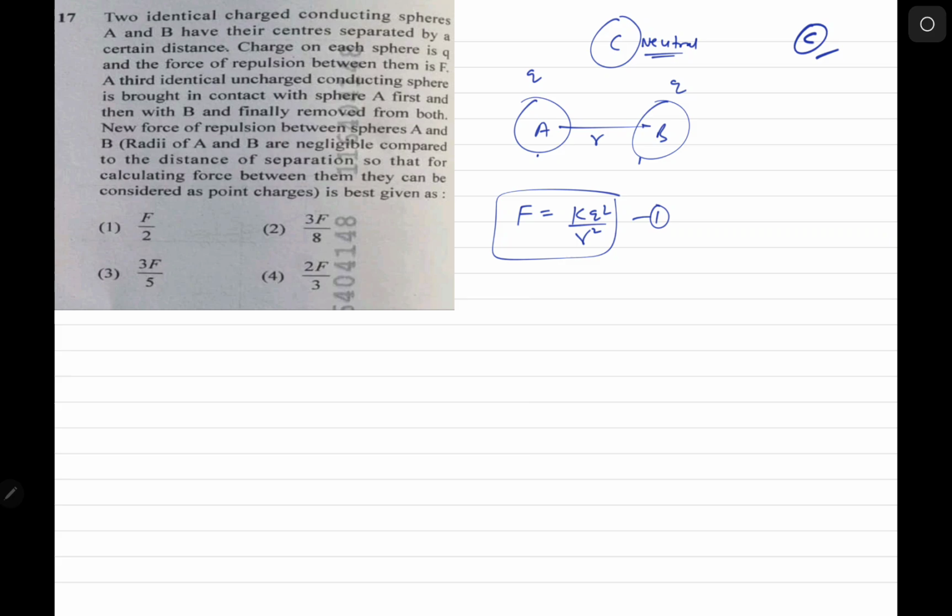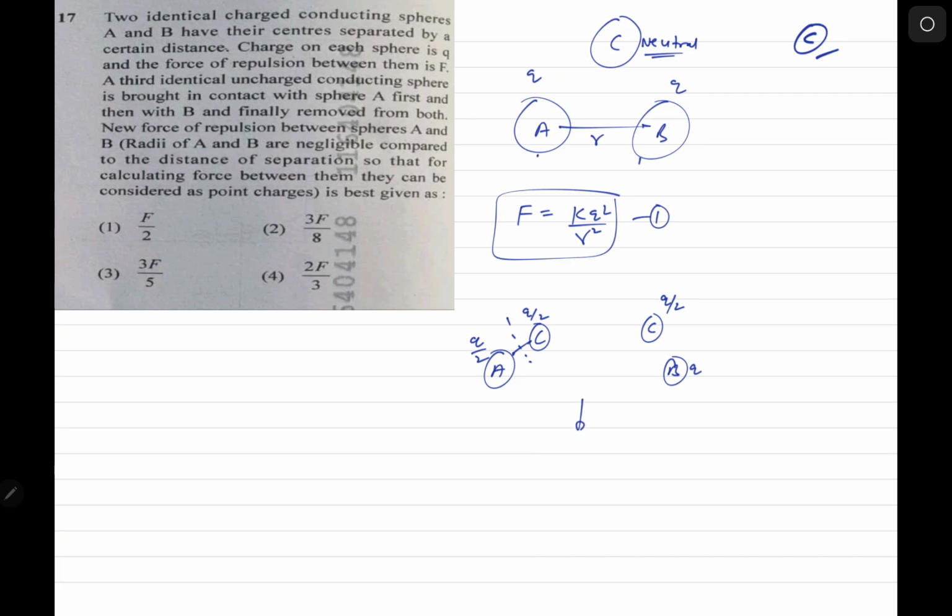Now we bring the body C and touch it with A. What happens, they are identical, all are identical in size. So when A and C are touched with each other, Q charge is there, so Q by 2 will be distributed. Now this C is touched with B. When it's touched with B, the C is already charged with Q by 2, and this is Q. Now again half of the total charge will be there on each sphere. So Q by 2 plus Q is 3Q by 2. So half of 3Q by 2 is 3Q by 4, 3Q by 4.